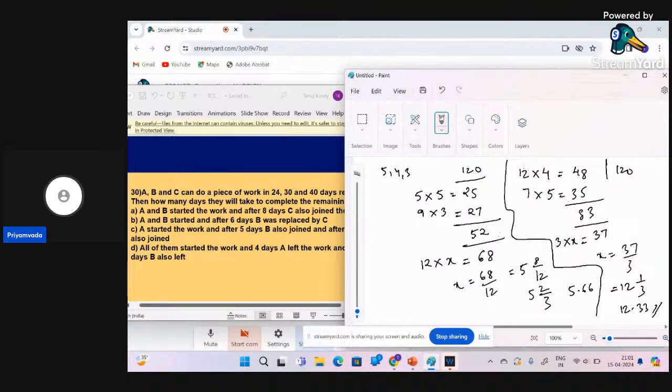Initially all of them were working together, A, B and C, and they worked for 4 days, so 48 parts of work is done. Later A left, so 4 plus 3, that is 7 parts of work is done per day. They worked together for 5 days, so 35 parts of work is done. Totally 83 parts of work is done, which means 37 parts of work is left. 3 is the efficiency of C. So 3 into X equals 37, X equals 37 by 3, that is 12 1 by 3, and write it as 12.33. I hope it is clear for all of you.